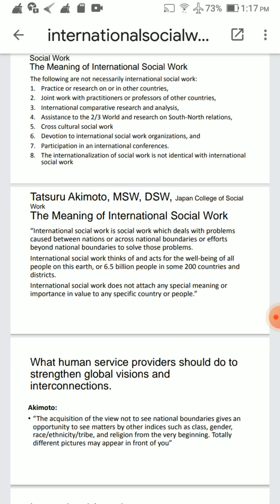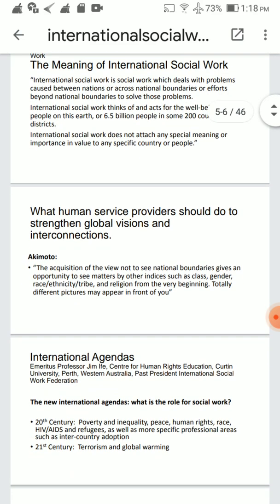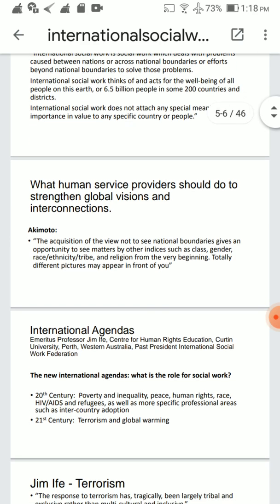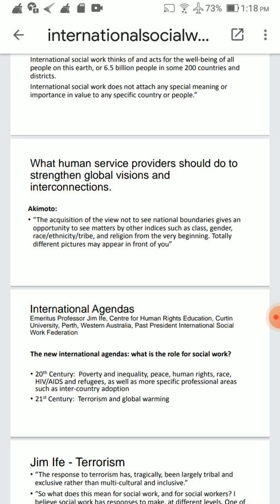International social work does not attach any special meaning or importance in value to any specific countries or people. What human services should do is strengthen global visions and interconnections. According to Akimoto, acquiring a view that does not see national boundaries gives an opportunity to see matters by other lenses such as class, gender, race, ethnicity, tribe, and religion from the very beginning. Totally different pictures may appear in front of you.